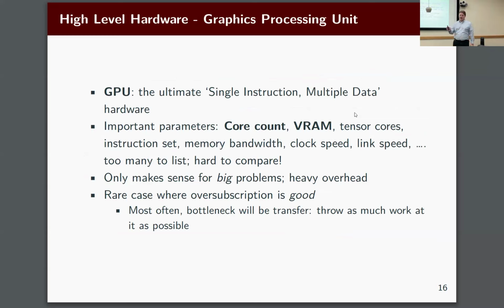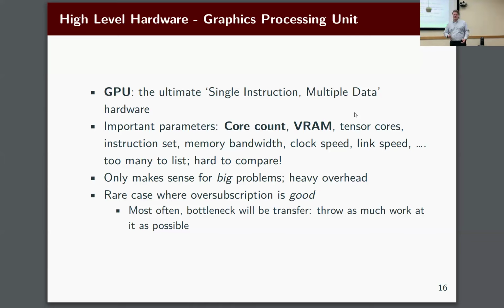And I won't talk anymore about that. There's a thing called Flynn's taxonomy, so you can look it up. The important things here are core count and VRAM, mainly. That's sort of analogous to how much RAM you have and what your CPU core count is, but not really. They're not directly comparable because the GPU is doing something fundamentally different.